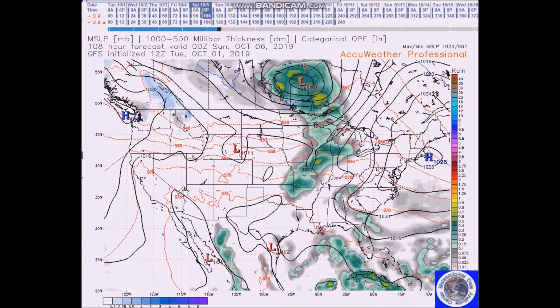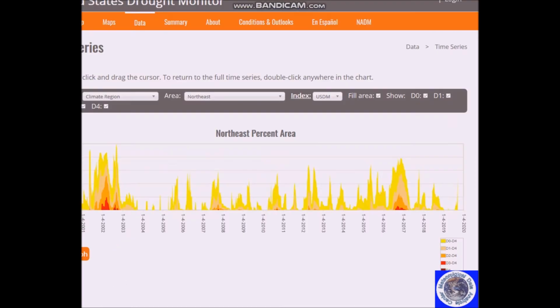Now we're going to look at a couple things. I think the pattern is going to change, and we're going to get some rain on parts of the Mid-Atlantic and Northeast. We're going to take a look at a little bit of a time series.